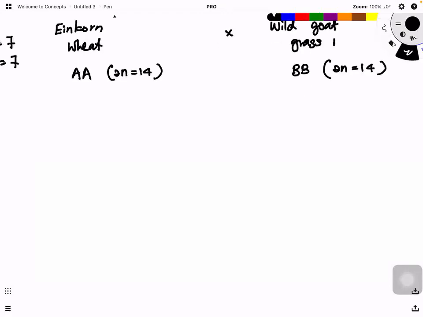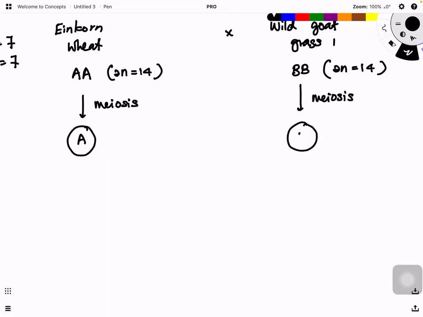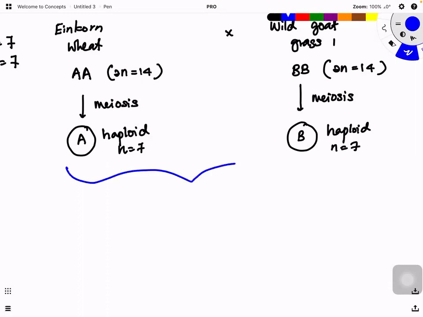Again, as I said, they can carry out meiosis, no problem, to produce gamete A and gamete B. Both gametes are haploid, so n equals 7. Now what happens here is hybridization takes place.